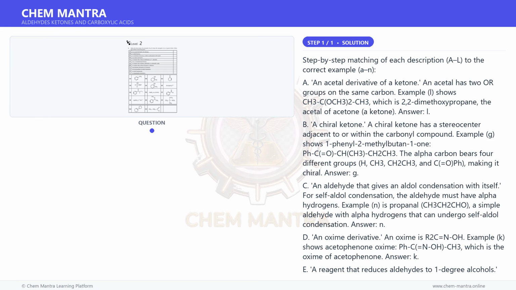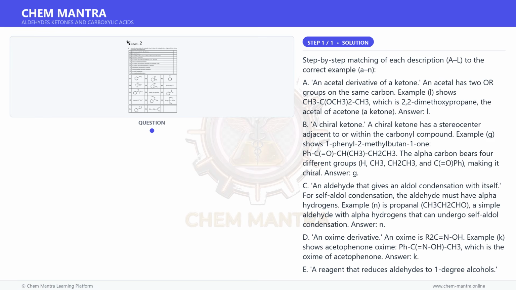Answer, H-F. I, an enamine derivative of a ketone. An enamine is formed when a secondary amine reacts with a ketone. Example M shows N-cyclohex-1-enyl pyrrolidine, an enamine formed from cyclohexanone and pyrrolidine. Answer, I-M. J, an intermediate in imine formation. Imine formation proceeds through a hemiaminal intermediate, carbinolamine, a carbon bearing both OH and NHR. Example D shows an R-configured carbon with OH, NHR, H, and R, a hemiaminal.